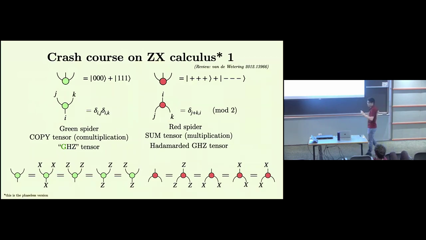The red tensor is the dual of the green tensor. So I can go to the plus-minus basis instead. So plus is 0 plus 1 and minus is 0 minus 1. Okay. And if you wrote it out in the 0, 1 basis, what you'll find is actually it's going to add these two inputs and give you one output. So if I input j and k, the output will be j plus k. So I'll call this the sum tensor. And it's related to the GHZ because I just perform a Hadamard or Fourier transform from this basis to this basis.